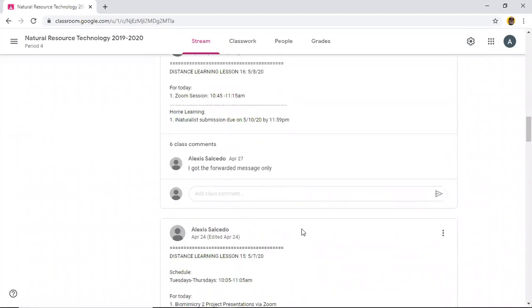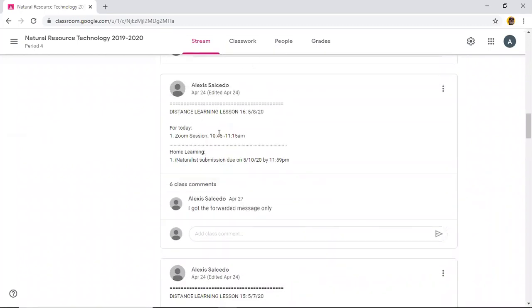So let's go to today. Today, this is today right here, 5/8, lesson 16. Okay, Zoom session. Remember, we have iNaturalist 2 on Sunday by 11:59. So please submit that.